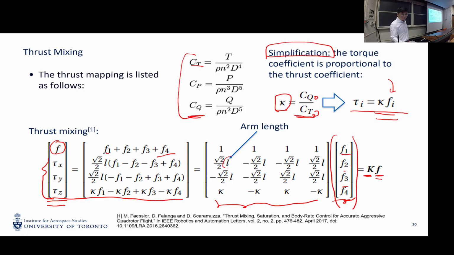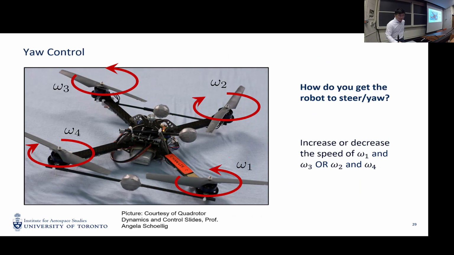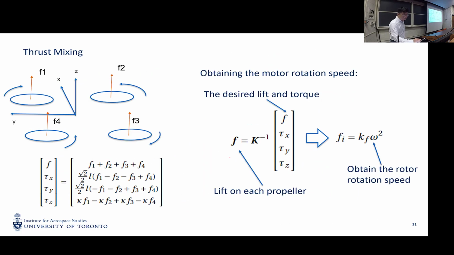Here L is the length of the arm of the quadrotor. I will explain a little bit further. Here is a diagram showing the geometry of a quadrotor.